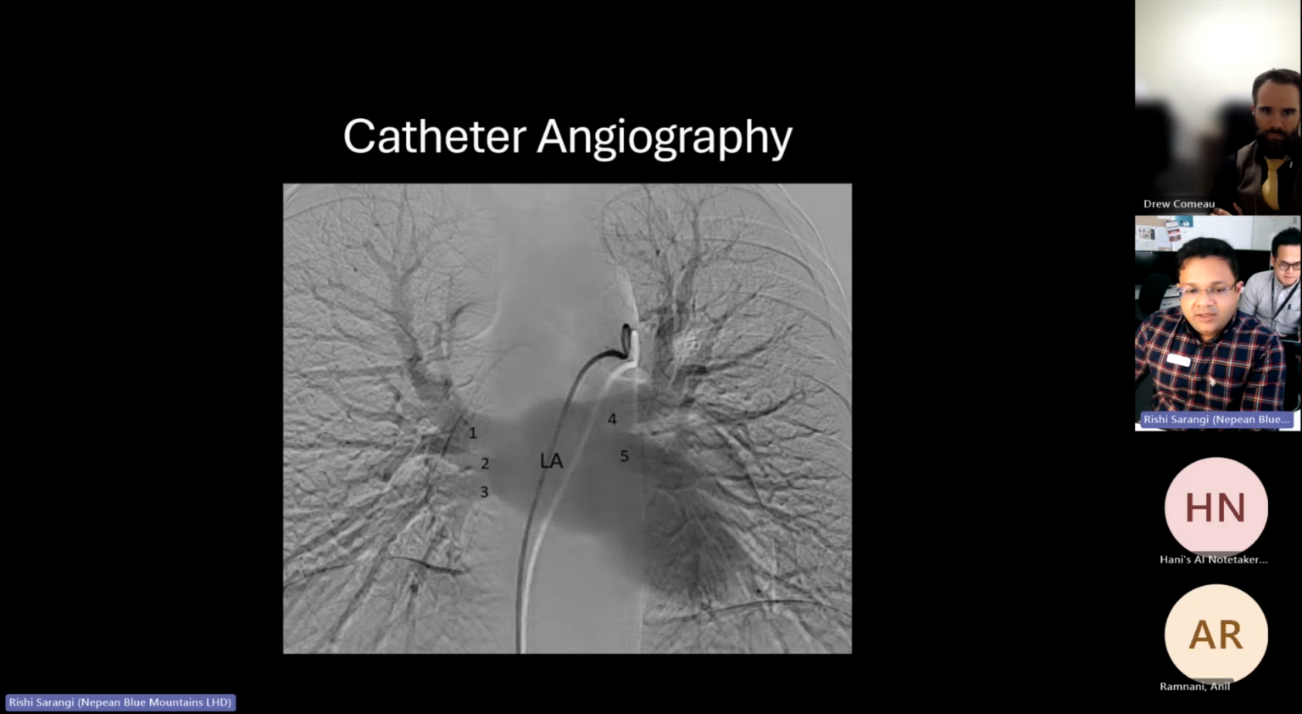Catheter angiography is also done by cardiologists in relation to this, just to delineate the pulmonary anatomy a bit better, and the number of pulmonary veins and where they will be going.